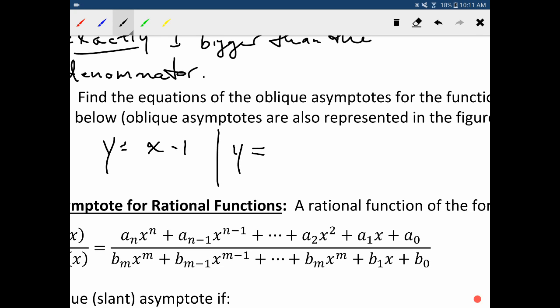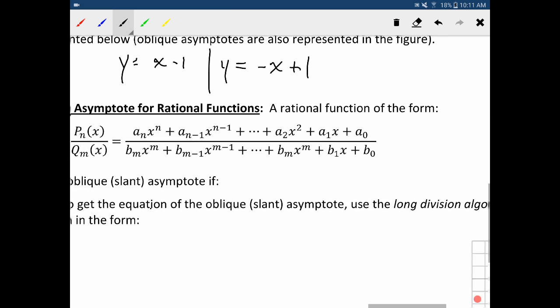Okay. And the other one is going down. It still has a slope of 1. So it's -1x. And the y-intercept is 1. So it's plus 1. So there's the equations of our oblique asymptotes. All right. So how do we find the oblique asymptote?